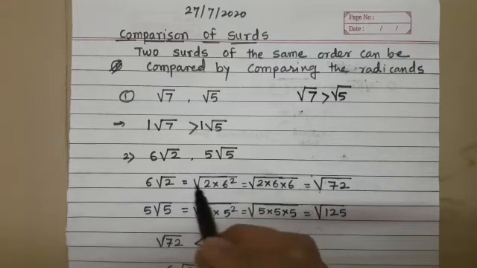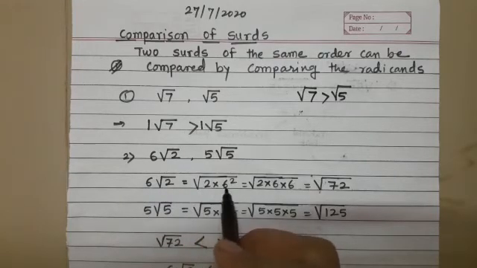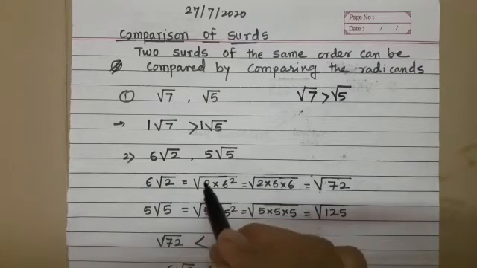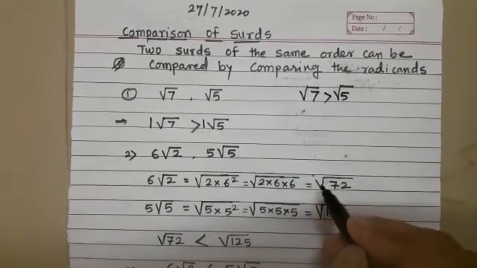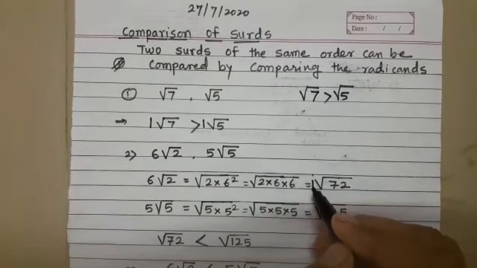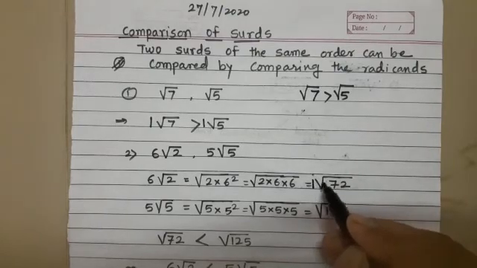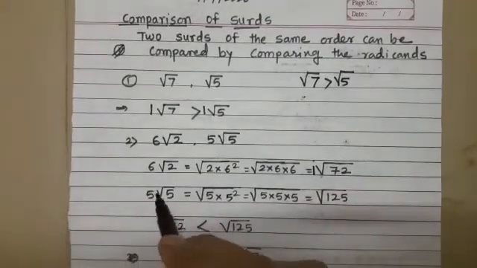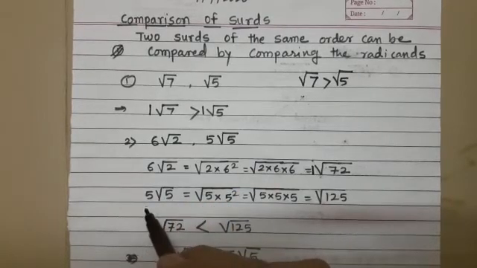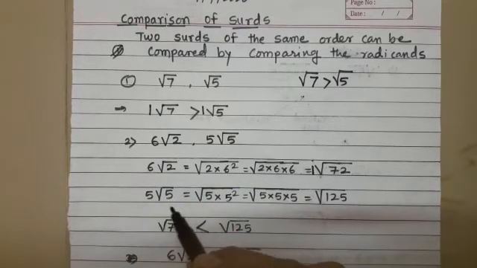Write down this square root as it is. Take 6 inside the square root. Do the square of that. 2 into 6 into 6, that means square root of 72. The rational part is 1 here. It is not necessary to write down square root of 72. Next number is 5 square root of 5. While comparing the surds, always put the rational part 1. If it is any other than 1, then take it inside the square root.